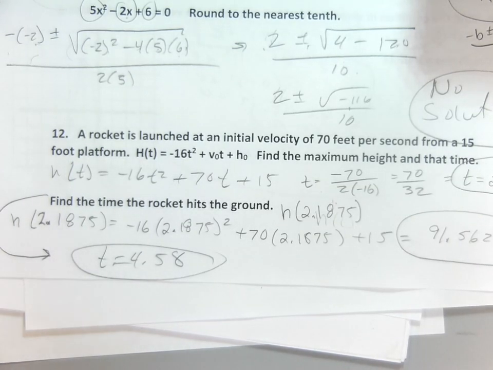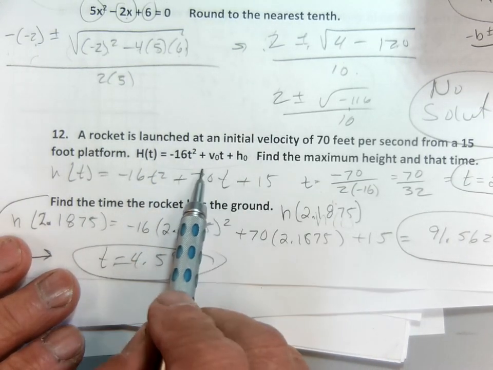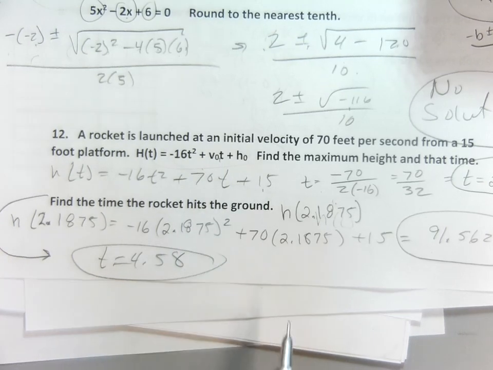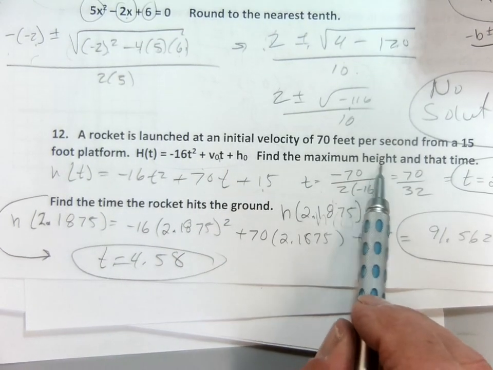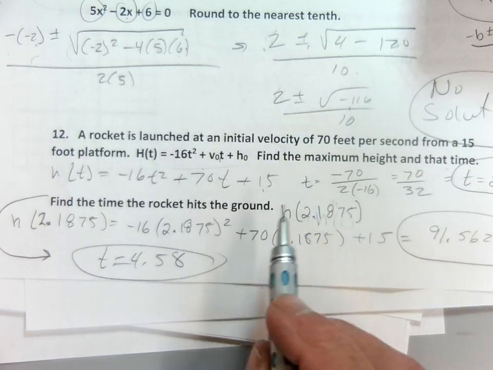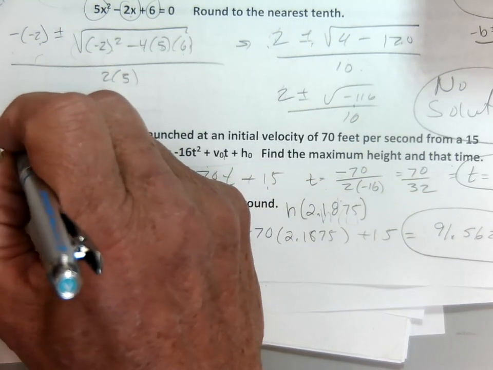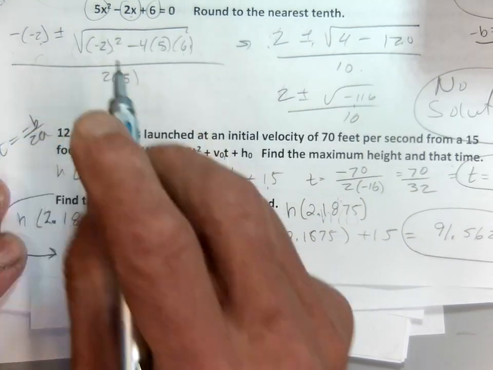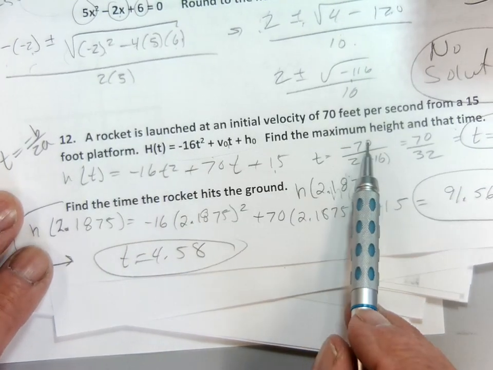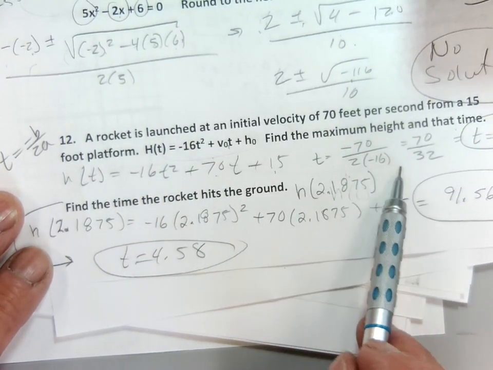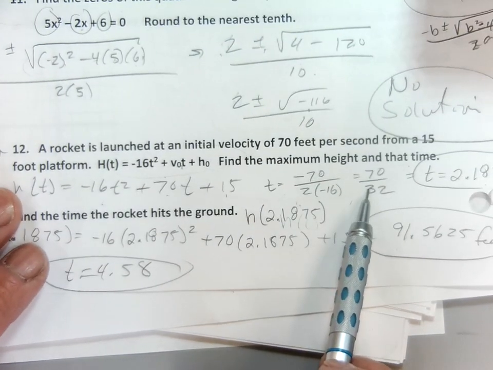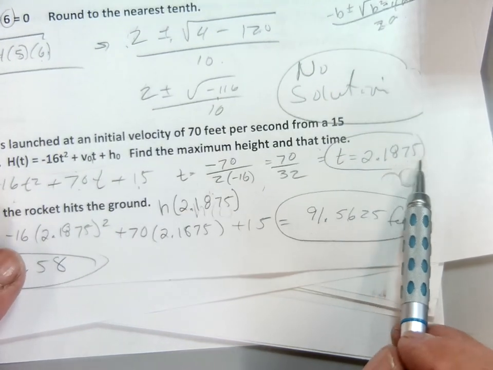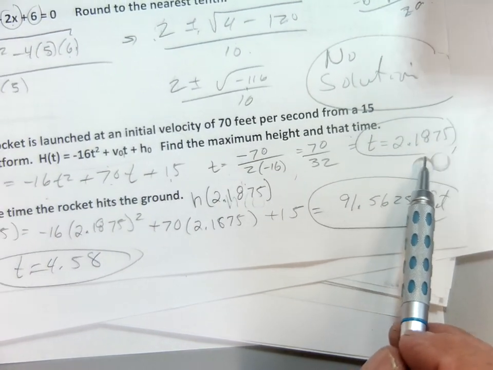Number 12, I know here's my formula. There's my initial velocity. There's my starting height. If I wanted to find out the maximum height and that time, I use my negative b over 2a, right? T equals negative b over 2a. So there's my negative b over 2a. I simplified that. I got about 2.1875 seconds. That's time. Okay, that makes sense.